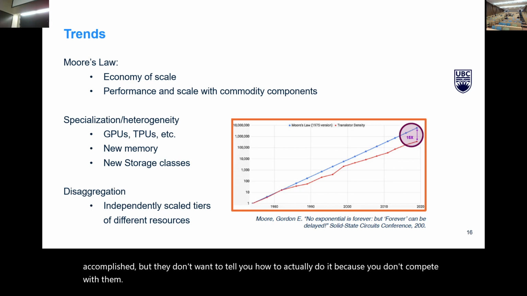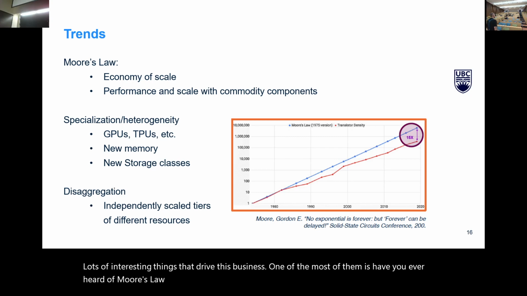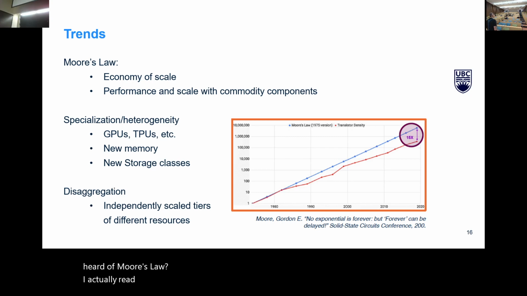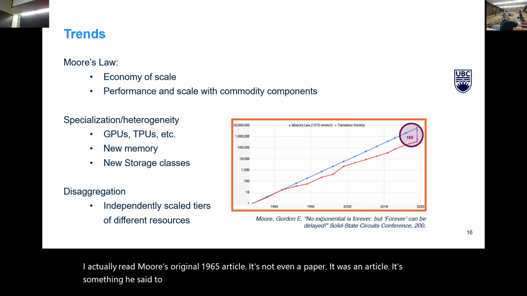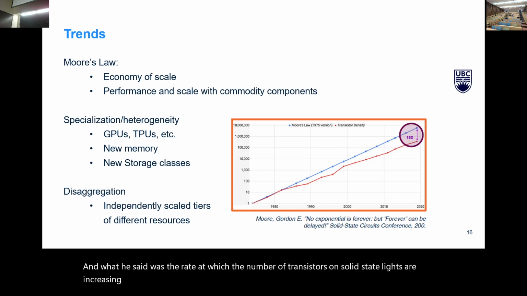There are lots of interesting things that drive this business. One of the most important is, have you ever heard of Moore's Law? I actually read Moore's original 1965 article. It's not even a paper. It was something he said to the tech press of the time. What he said was that the number of transistors on a solid-state device is increasing at about 2x every 2 years, I think it was. And it went down to about 18 months. But it's actually hit a wall. It hit a wall a while ago.